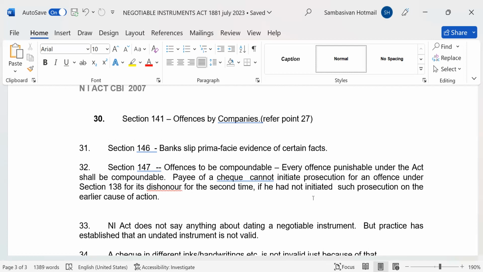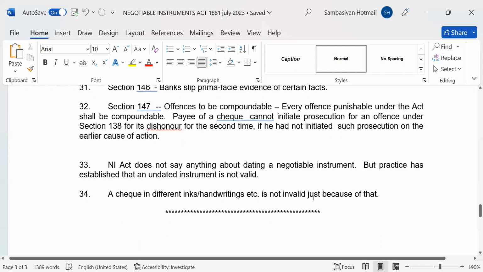Section 141, offenses by companies, refer point 27. Section 146, bank slips prima facie evidence of certain facts. Section 147, offences to be compoundable. Every offence punishable under the Act shall be compoundable. Payee of a check cannot initiate prosecution for an offence under Section 138 for its dishonor the second time if he had not initiated such prosecution on the earlier cause of action.